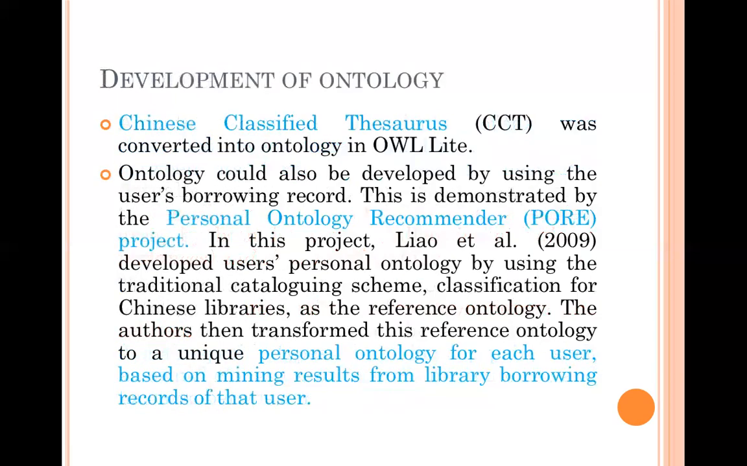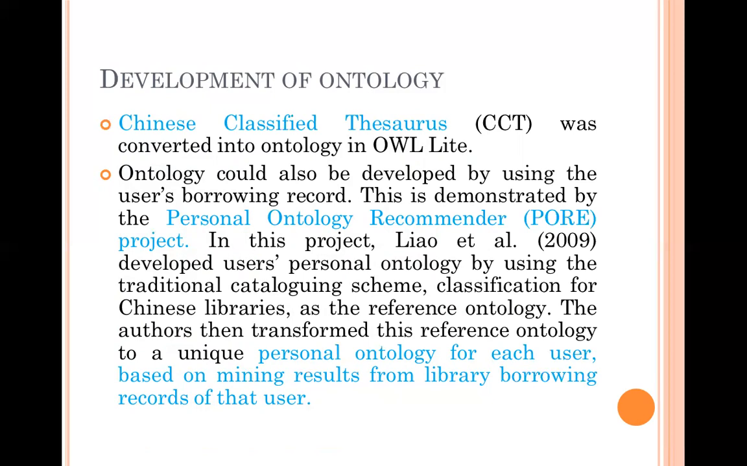Okay. I just want to give two examples for ontology development. One is the Chinese Classified Thesaurus, which was converted into ontology using the Web Ontology Language. One example of how a thesaurus was converted into ontology. And secondly, we have something called the personal ontology recommender project, wherein a group of scientists, based on the borrowing history of the users, developed a personal ontology for each and every library user.